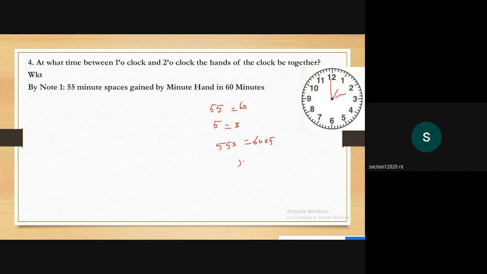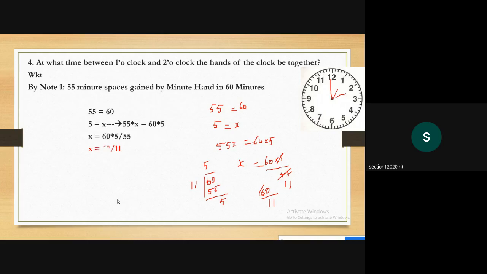I can have x is equal to 60 into 5 divided by 55. So this is my value. I can simplify further, so that here will be 11. The value would be 60 divided by 11. If I want to convert into a mixed fraction, 11 5 times is 55. I have a 5. So here I can write it as 5 and 5 by 11. So that would be my value.